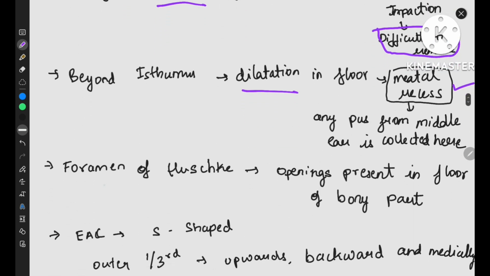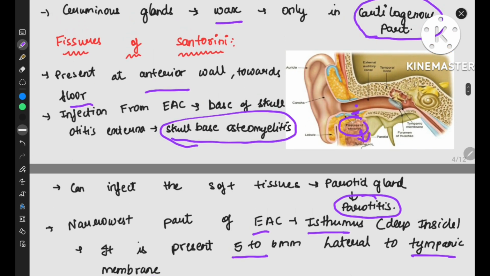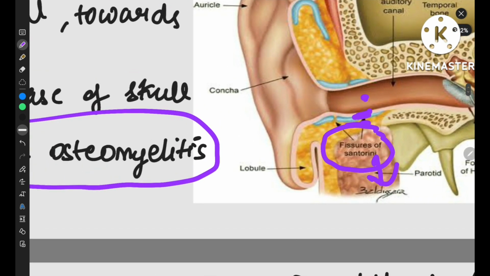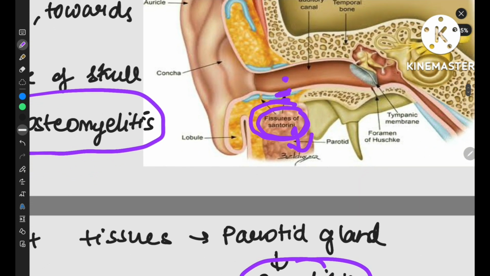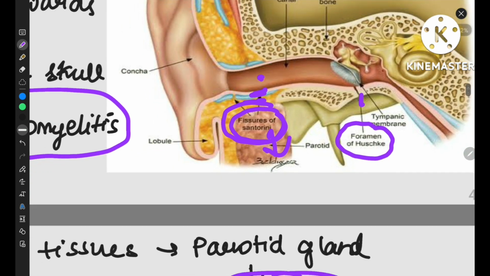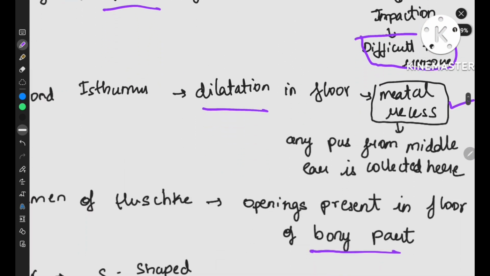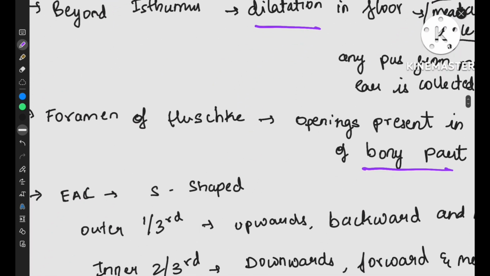Next, foramen of Huschke. These are openings present in the floor of the bony part of the external auditory canal. So we find two foramina. One is the foramen of Santorini in the cartilaginous part of the external auditory canal, whereas the foramen of Huschke we find in the bony part of the external auditory canal. This also can cause skull base osteomyelitis if there is an infection in the bony part.